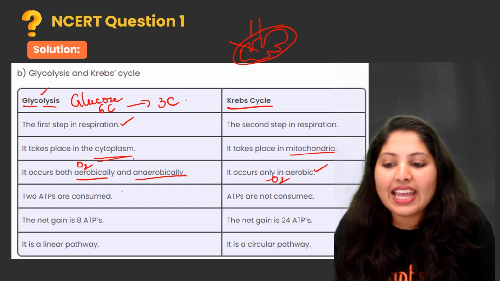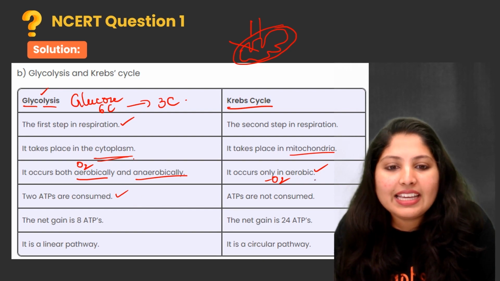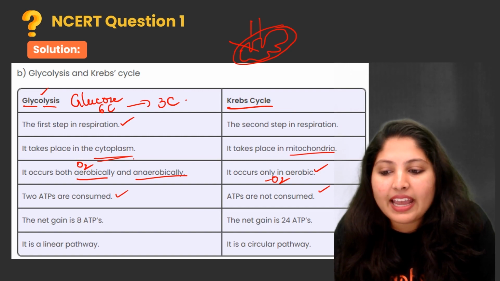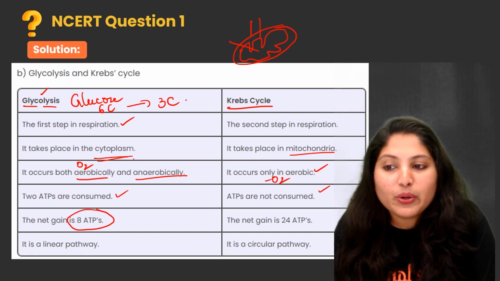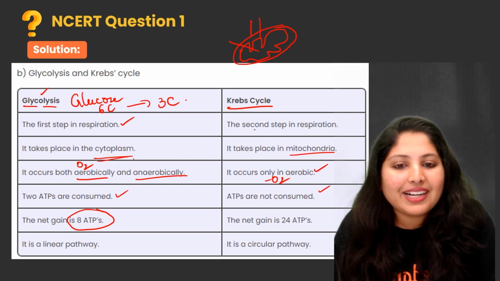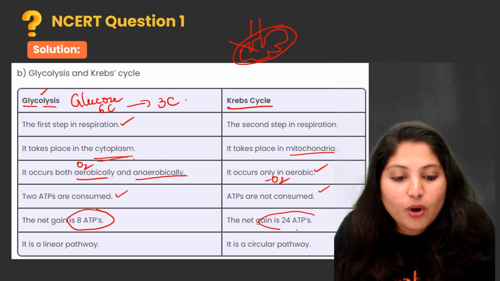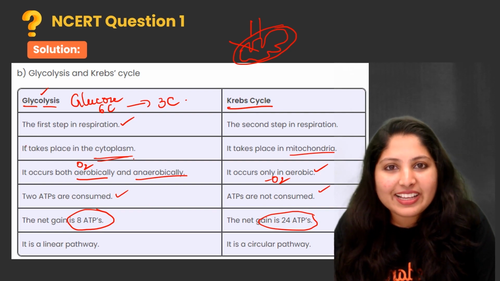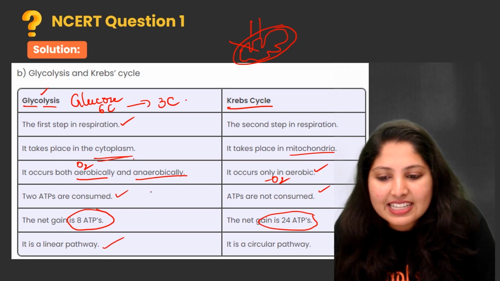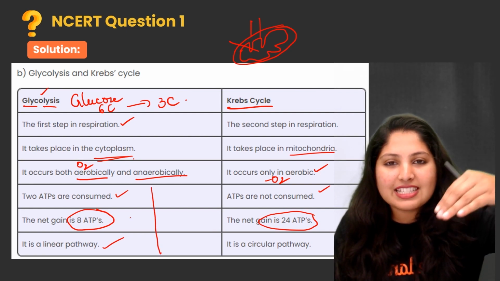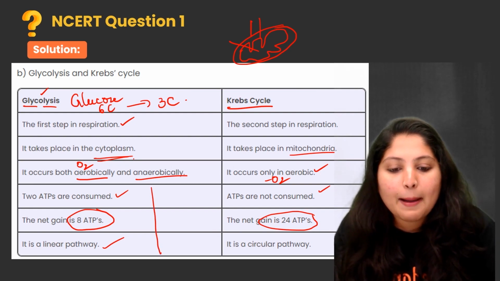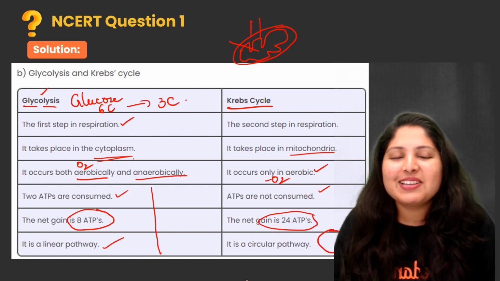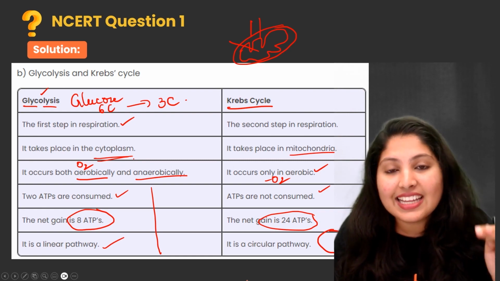Next one, ATP is consumed in glycolysis, but in Krebs cycle ATP is not consumed. Next, 8 ATP molecules are produced in glycolysis, but in Krebs cycle, 24 ATP molecules are produced. Glycolysis is a linear pathway, like a single line, a chain, but Krebs cycle is a circular pathway. So this is the difference between glycolysis and Krebs cycle.